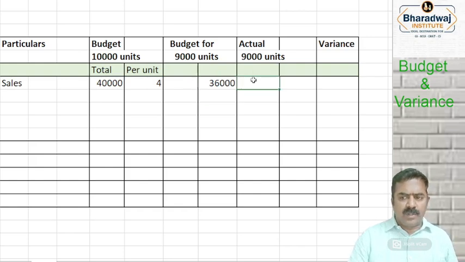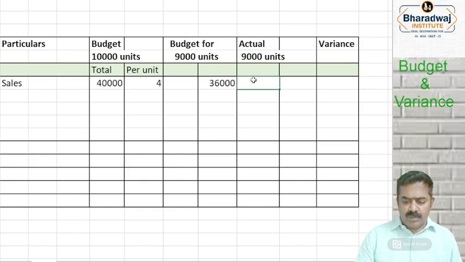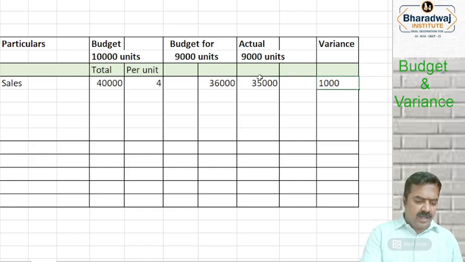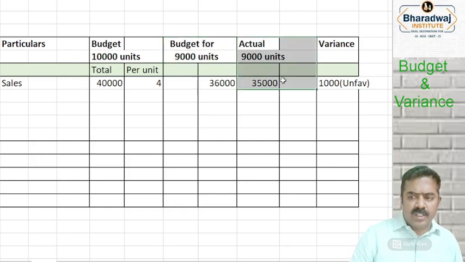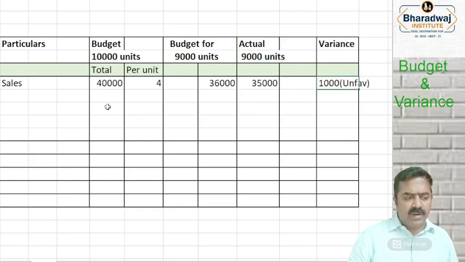Compare this with actual 9,000. What is actual 9,000? 35,000. Variance is 1,000 adverse. It is flexible budget variance. You can say unfavorable. Because for 9,000 units, the sales should have been 36,000, but actual is only what? 35,000, means we have not attained the sales. It is unfavorable.